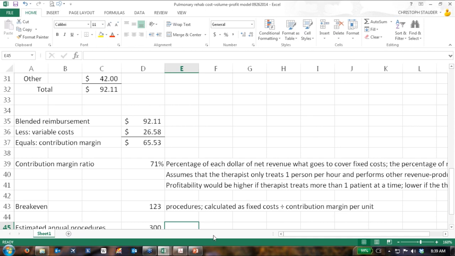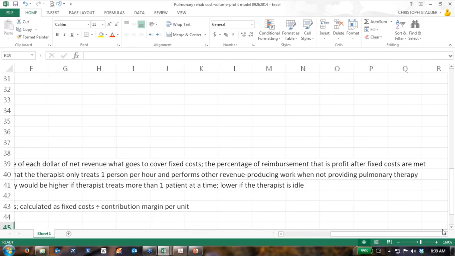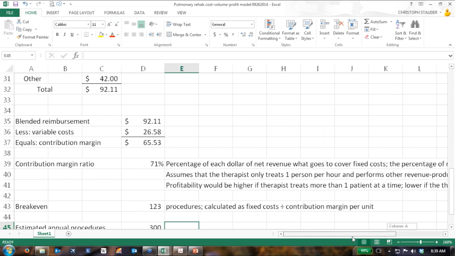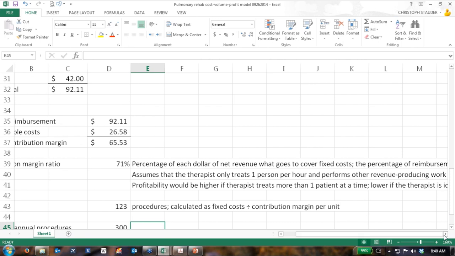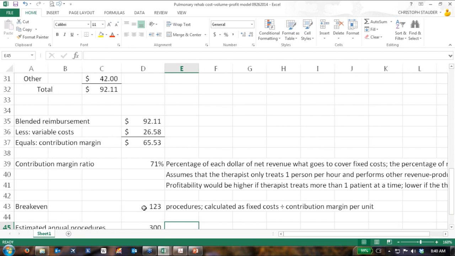And then I said, assumes that the therapist only treats one person per hour and performs other revenue producing work when not providing pulmonary therapy, so the therapist isn't going to sit around but be otherwise engaged. And then profitability would be higher if the therapist treats more than one patient at a time, lower if the therapist is idle. And then I simply created a simple formula. You see it up here, and you know what that formula is from our conversation last week. It's fixed costs divided by contribution margin per unit. And that gave me a break-even point. So after only 123 procedures, the hospital is going to make money on this.